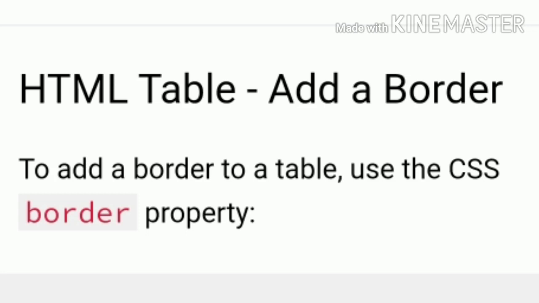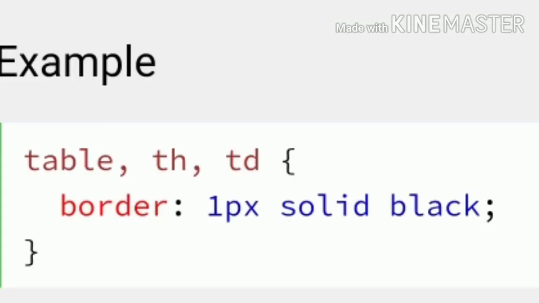Simply you can write an HTML program, that is html, head. After that you can go for style. After this style, you can go for a table style: table, comma, td. After that you use curly braces: border colon 1px solid black, ended with a semicolon. After that the curly braces are closed.